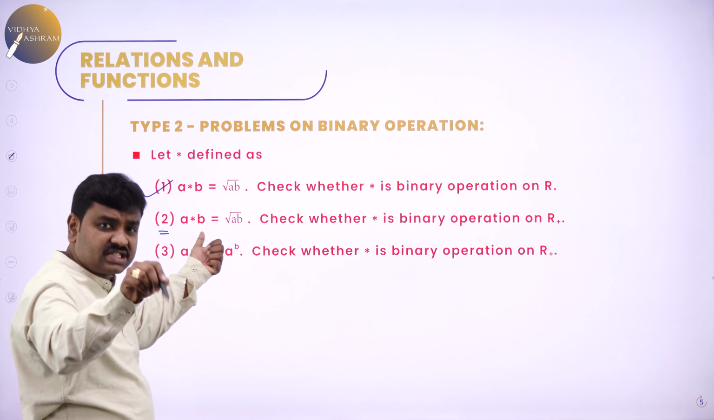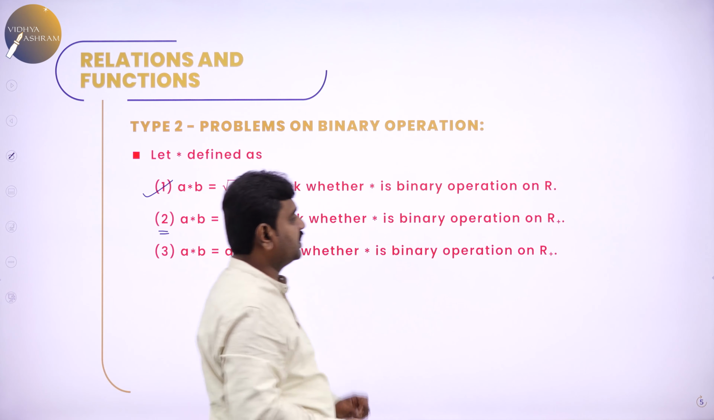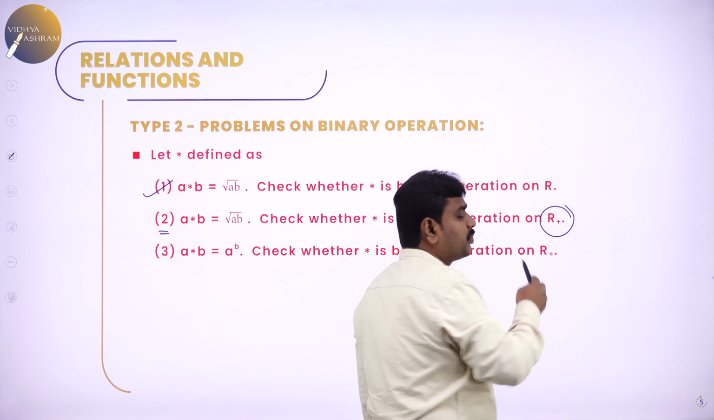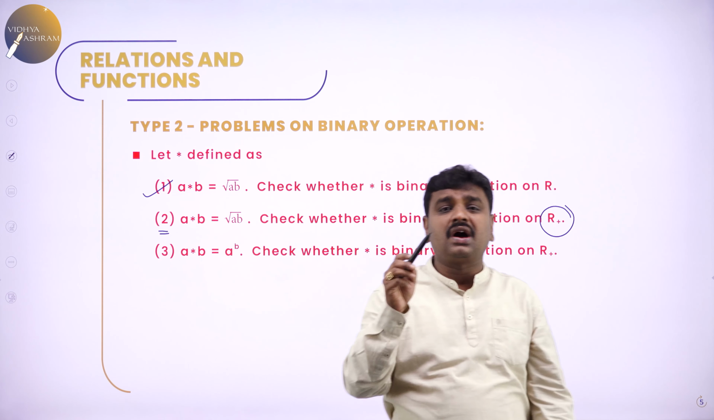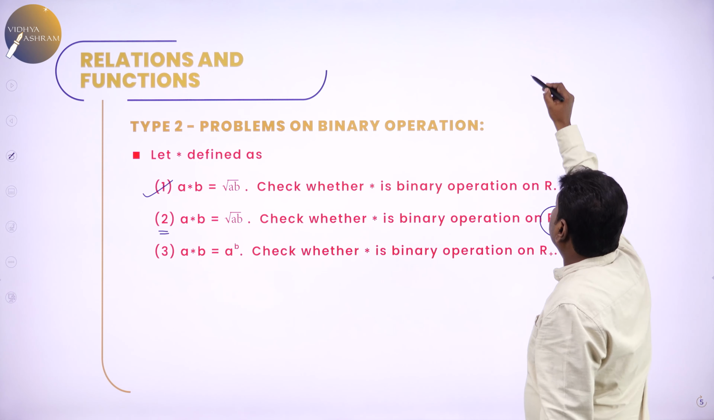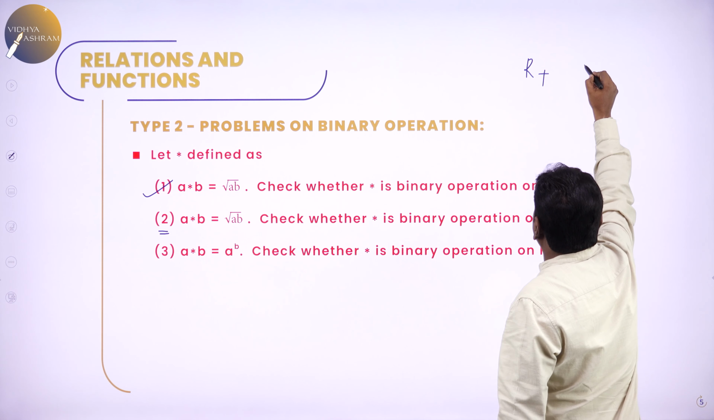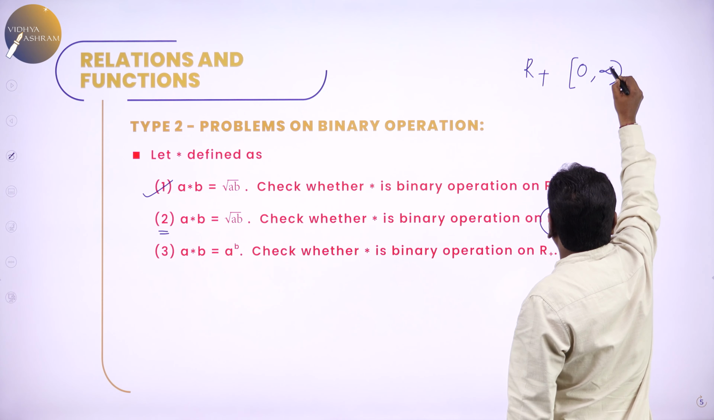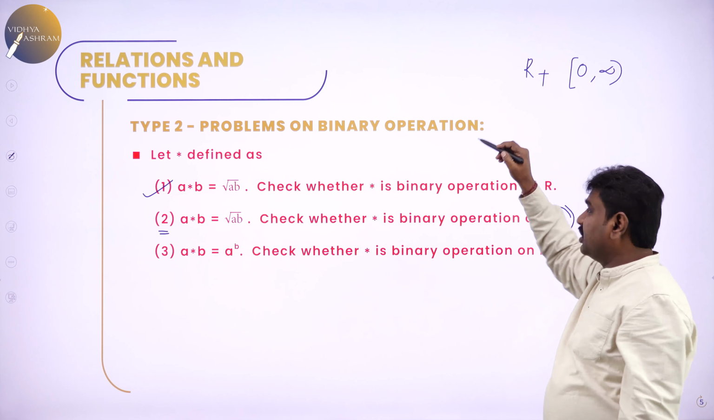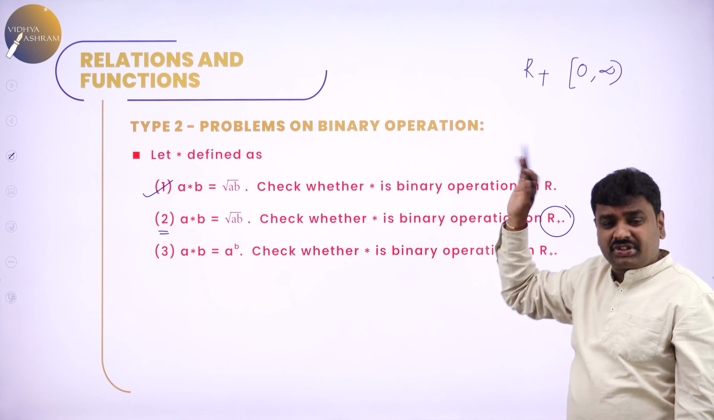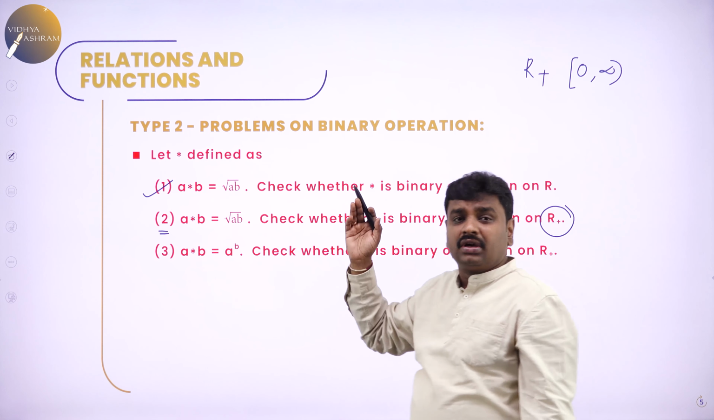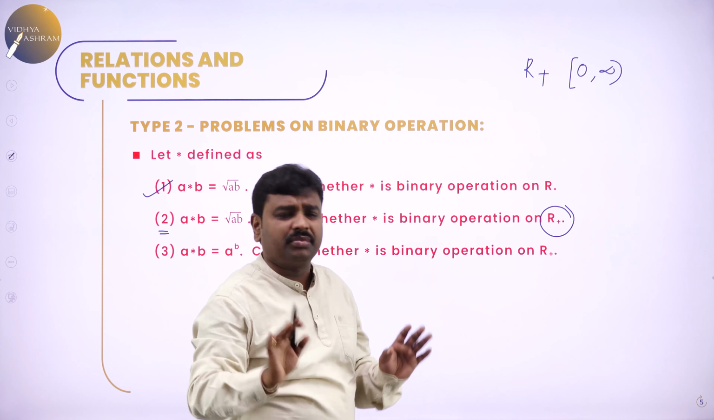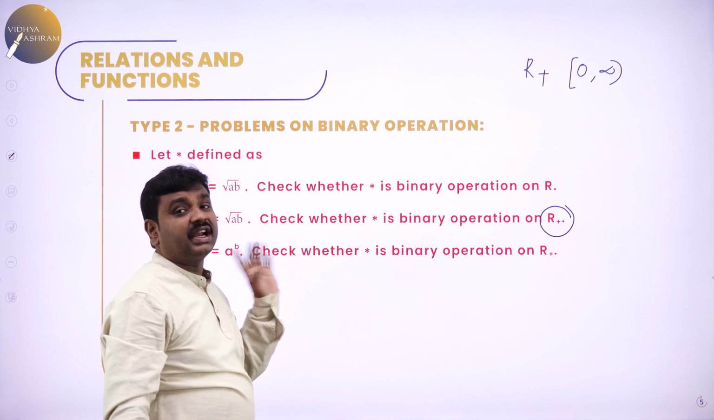What is A star B? Again the same, root of AB. But what is the set? R plus. What is R plus? R plus means non-negative real numbers, starting from 0 till positive infinity. All positive numbers with 0, like 0, 0.1, 1, 1 by 2, 1.3, all these numbers you can take. But you should not take negatives.